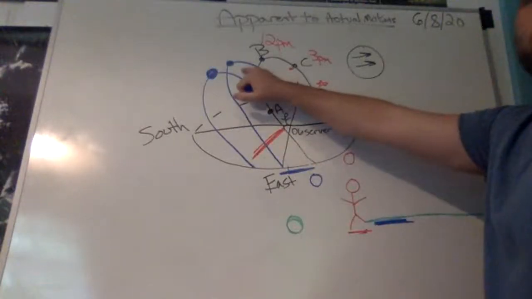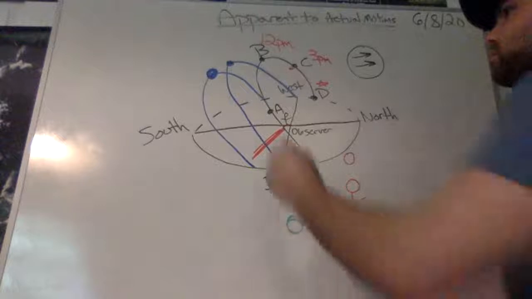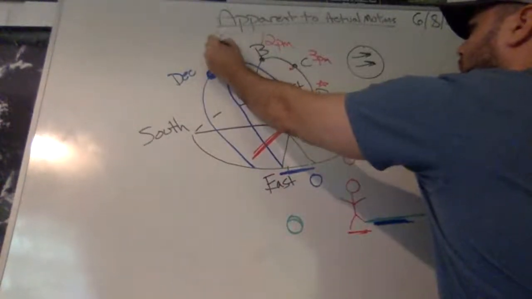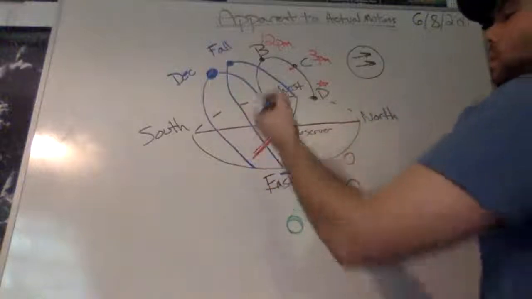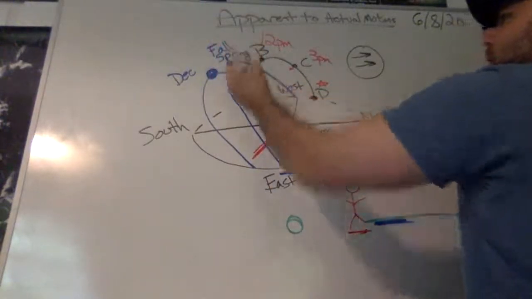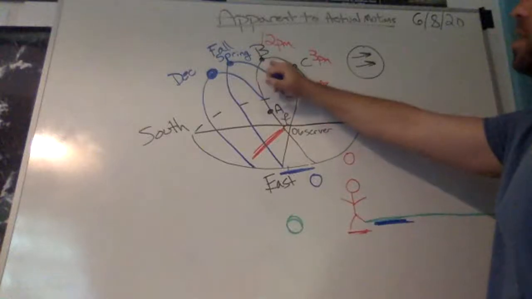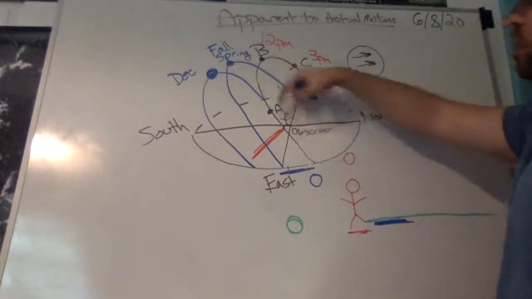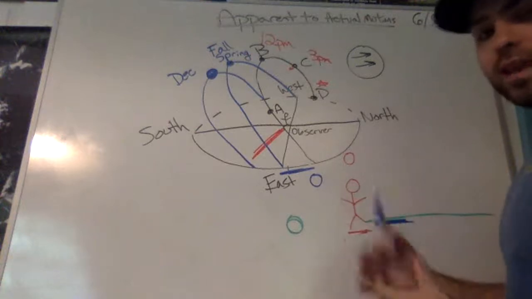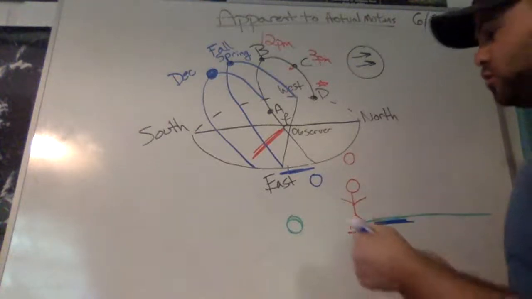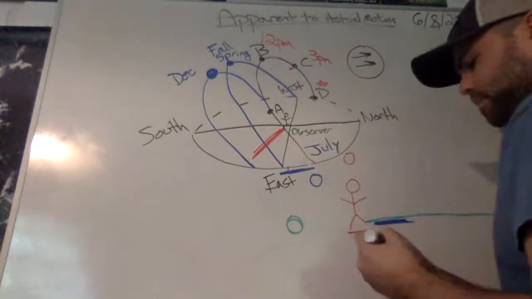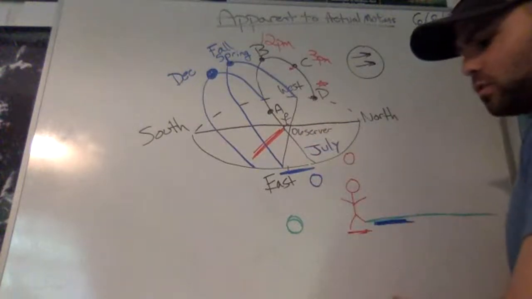Now, if it was over here, this would be our spring and fall equinox. So this would be December, and this would be fall or September, and then spring, which is in our March, okay? So because it's so high up in the sky and we get so much sunlight, the only month that would make sense in New York State, since we're in the northern hemisphere, is going to be July. Okay. So that's for the first page.